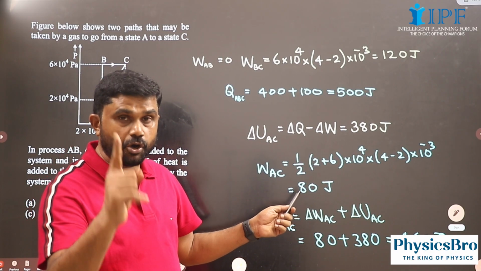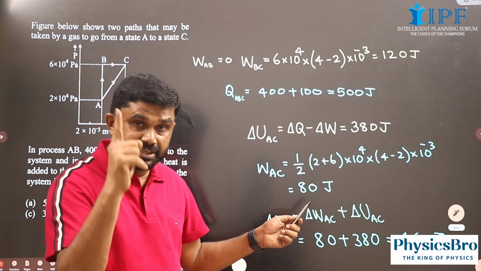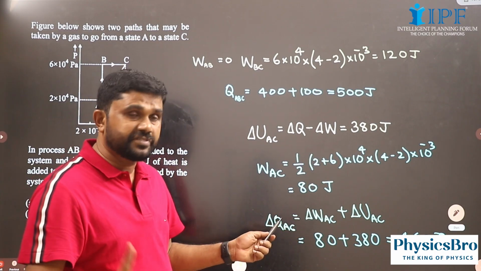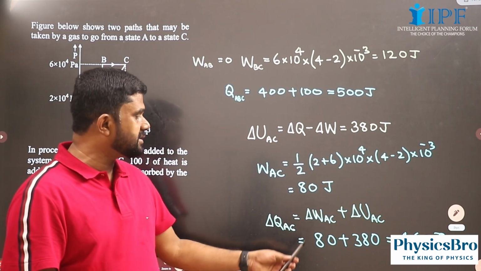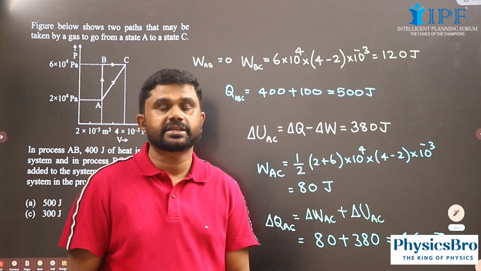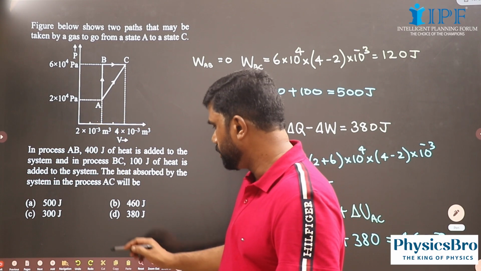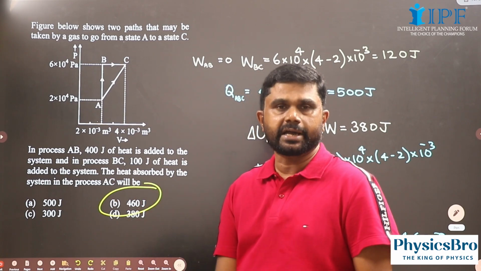So the heat absorbed when the system is taken directly from A to C, by the first law of thermodynamics, it is delta W plus delta U, and that is 80 plus 380, that is equal to 460 joule. So this must be the correct option.